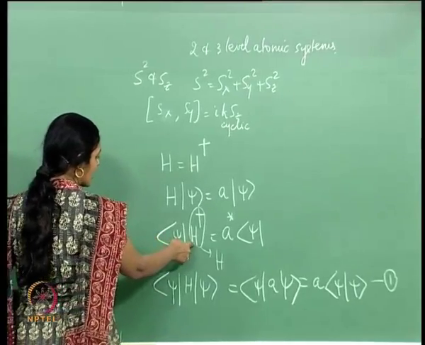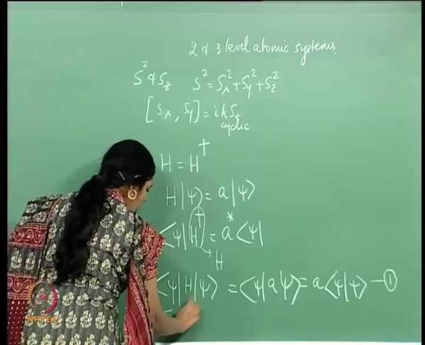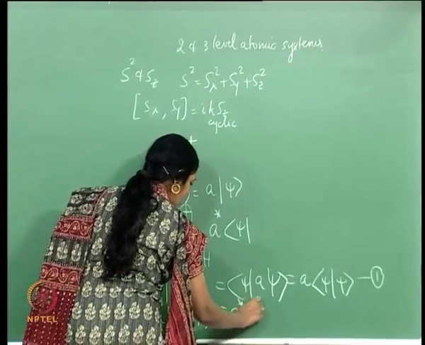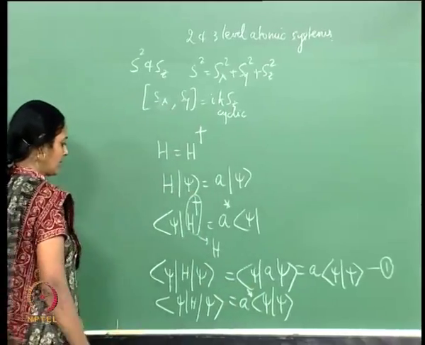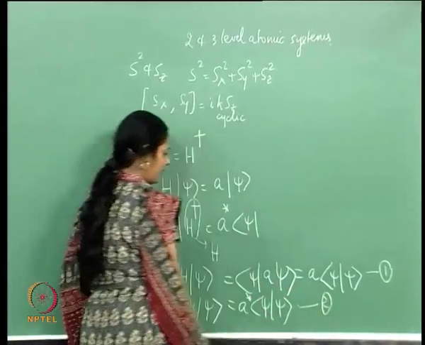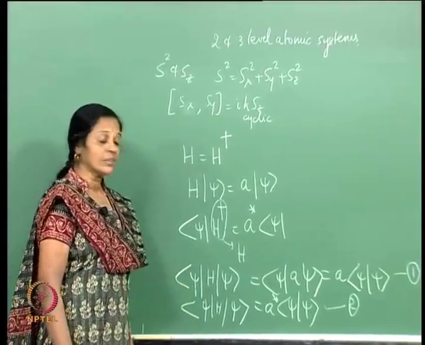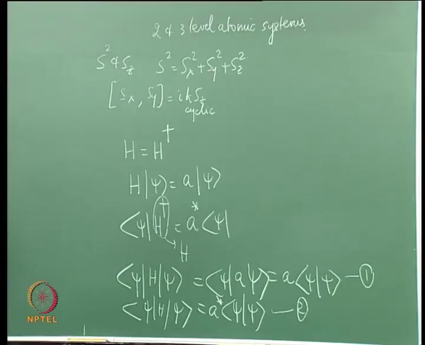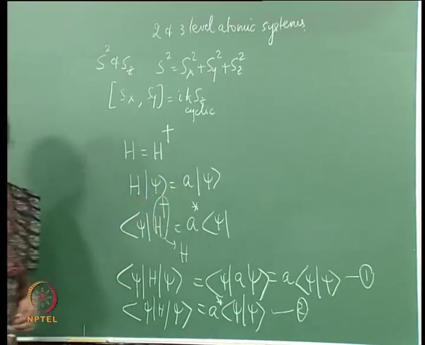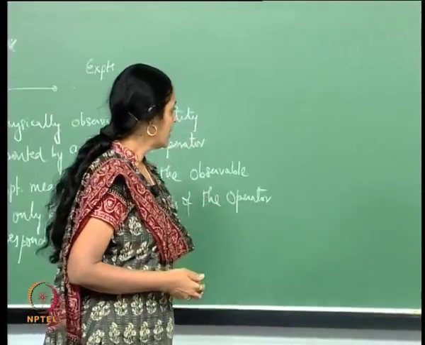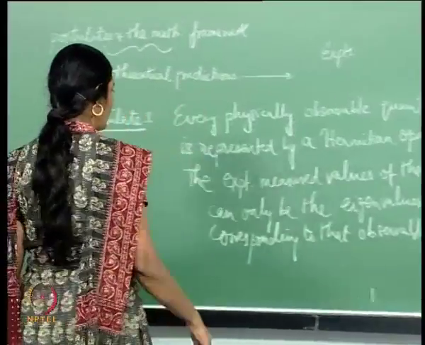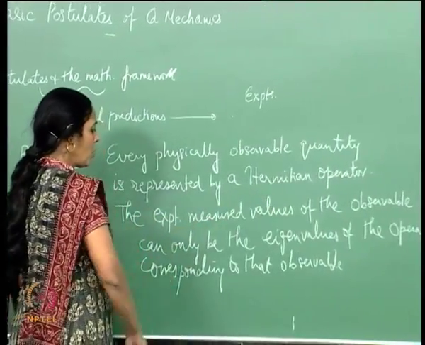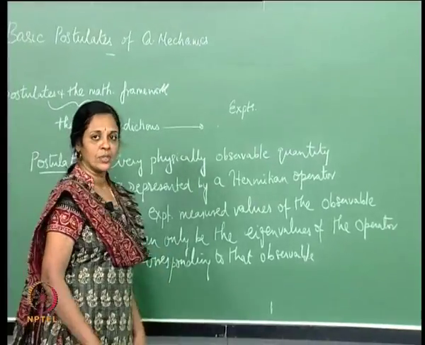Well, you could have done that with this. You could have started with <psi|H and you could have had a psi on this side. That would have given me an A star <psi|psi>. And this is my second equation. But since both quantities are the same, A must be equal to A star. In other words, the eigenvalue of the Hermitian matrix is real, and that is true for all eigenvalues. So, the set of eigenvalues of Hermitian matrices are real, and therefore, the experimentally measured values of the observable can only be the eigenvalues of the Hermitian operator corresponding to that observable.